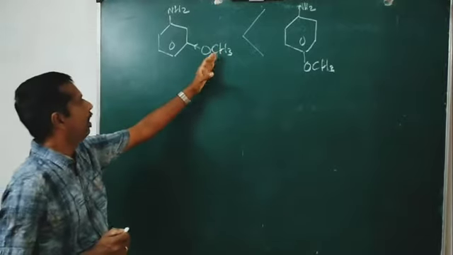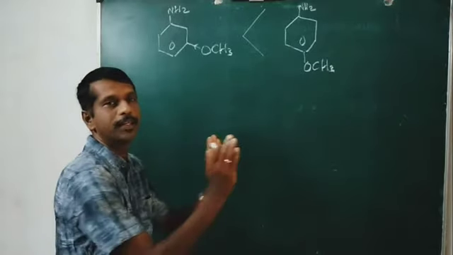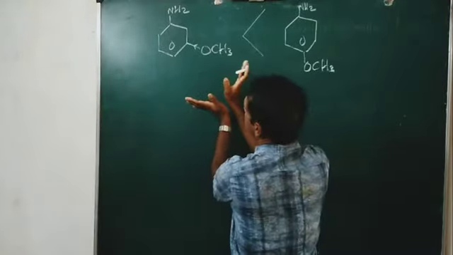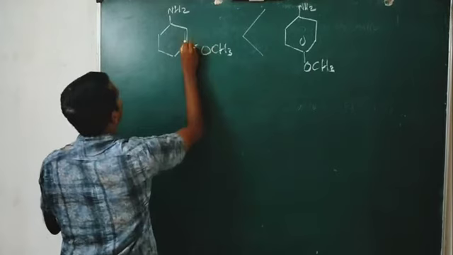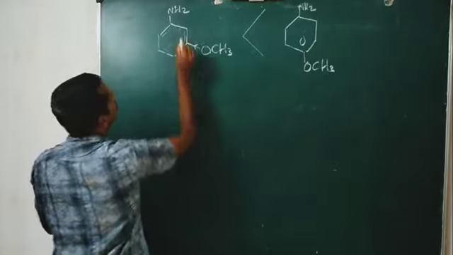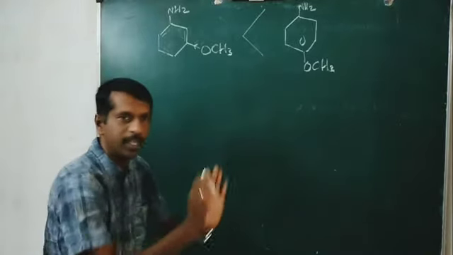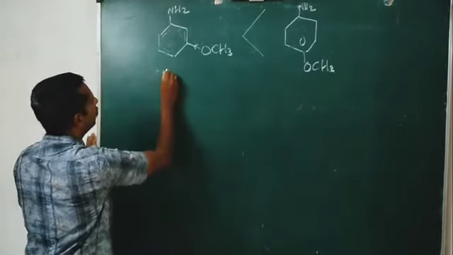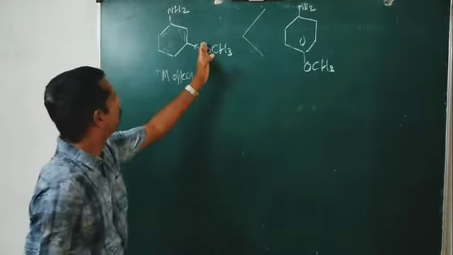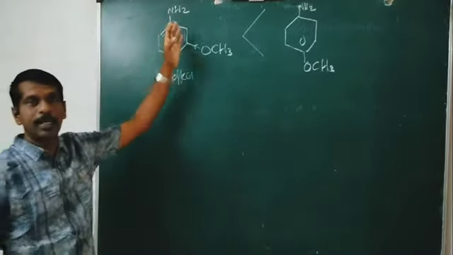This OCH3 has an electron donating effect. That means it has an electron pushing effect, because, look at it here, it is an electron pushing group. Due to the presence of the lone pair of electrons, this way, it is an electron pushing effect. That means it has a plus M effect. Because of the electron pushing effect, what will happen? It will increase the electron density on the nitrogen atom.